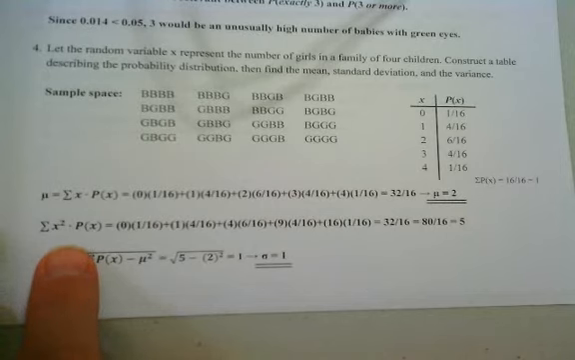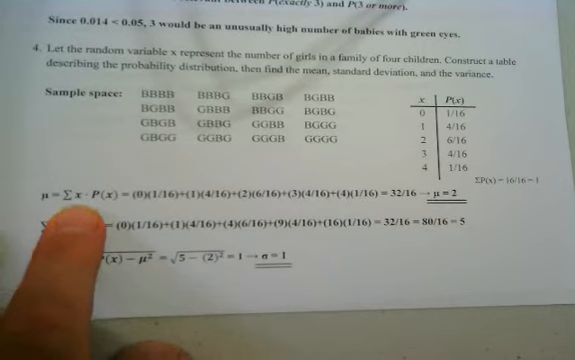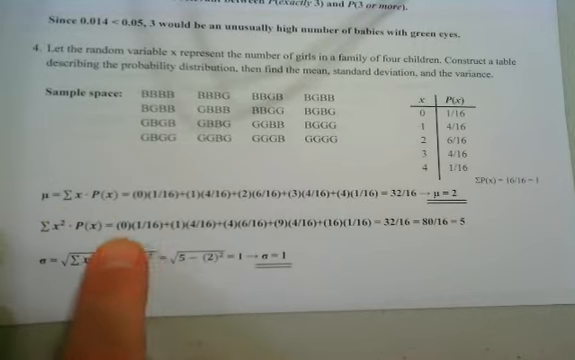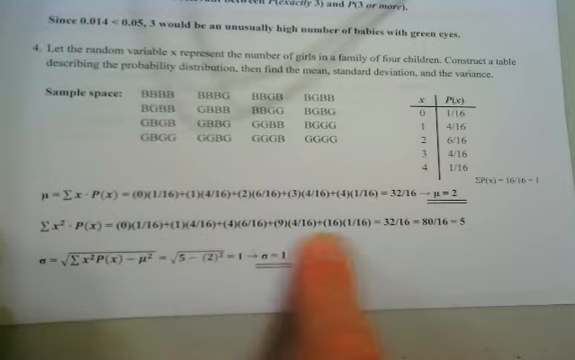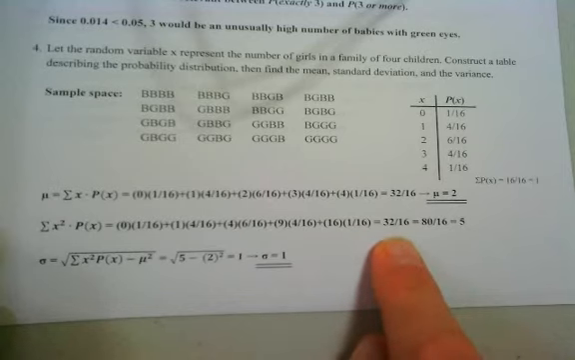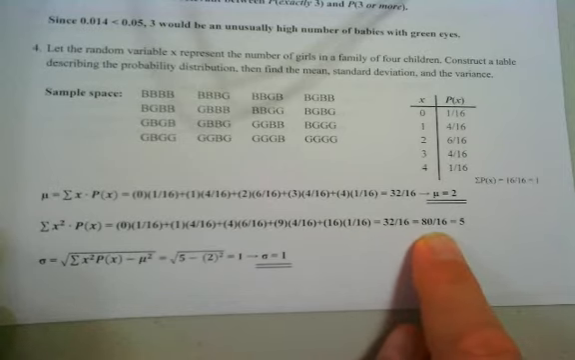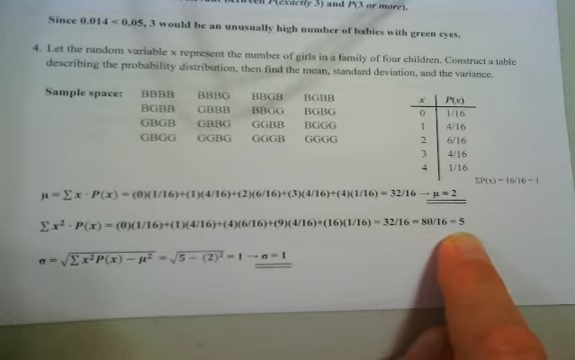Okay, now we're going to do the formula for the standard deviation. So notice instead of the x, we use x squared here. So 0, 1, 4, 9, 16. This actually adds up to 80. Got a little typo here. This actually adds up to 80 over 16, which is 5.